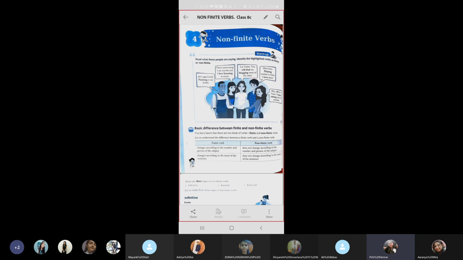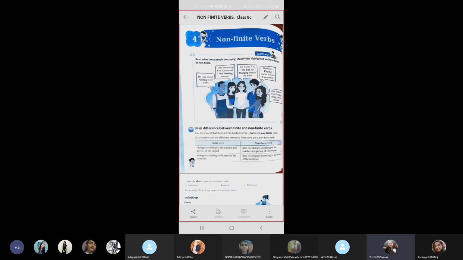Okay, it remains constant. He works hard. They work hard. Okay, so work has not changed. Only an s has been added to it, but the basic word remains the same. Now, finite verbs change according to the tense of a sentence. Non-finite verbs do not change according to the tense of a sentence.